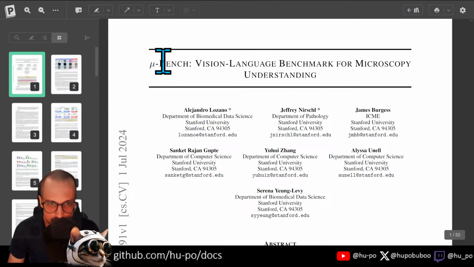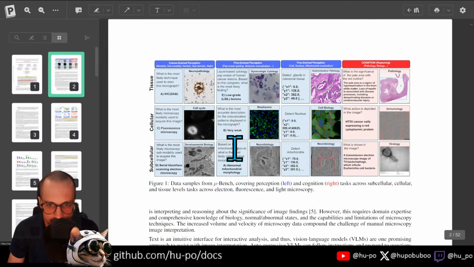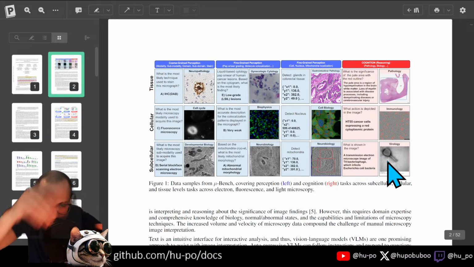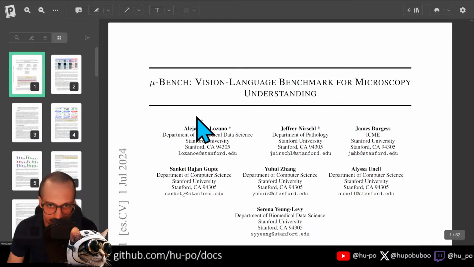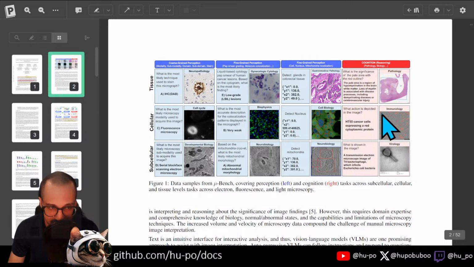So we're going to start here with MuBench, a Vision Language Benchmark for Microscopy Understanding. I thought this was kind of cool, where recent advances in microscopy have enabled the rapid generation of terabytes of image data. I didn't realize this, but microscopy is where you're looking at little cells with a microscope, and I guess at some point automation and robotics got good enough that you can just move a little slide and it takes bunches of pictures. So we have the ability to generate terabytes of data for this type of microscopy.